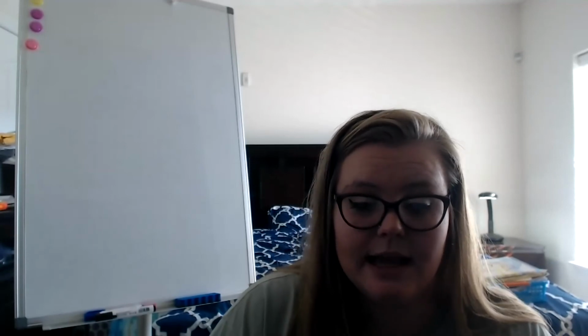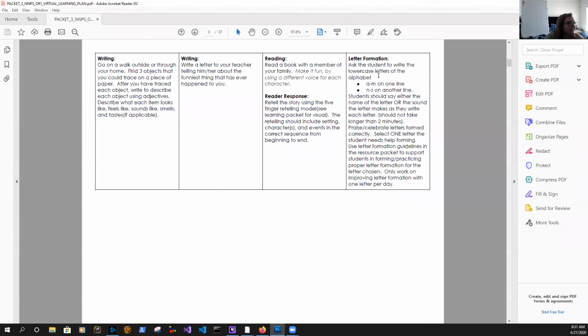You'll do that 5-finger retelling again, which I already explained how to do. The last choice that you have in the literacy section is, I'm going to show that with you now, the letter formation. So it says, ask the student to write the lowercase letters of the alphabet. So that's A, and you're going to put A through M on one line, N through Z on another line.